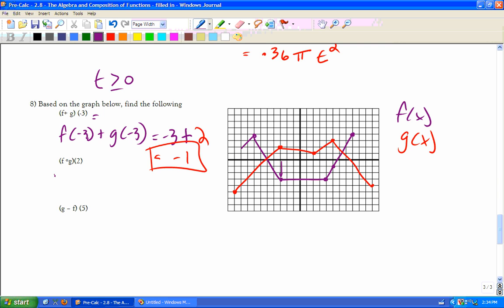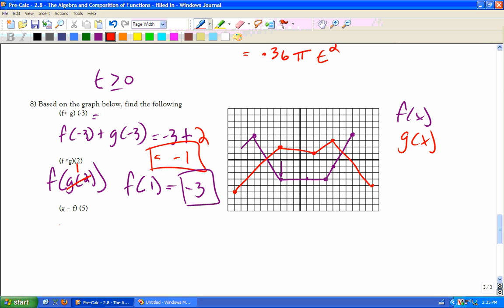F of g of 2 is going to take this input of 2. We're going to say, what is our g of 2 value? When we go to g of 2, 1, 2, it equals 1. So g of 2 is the same thing as 1, which means we're looking for f of 1. In this case, f of 1 is all the way down here at negative 3.